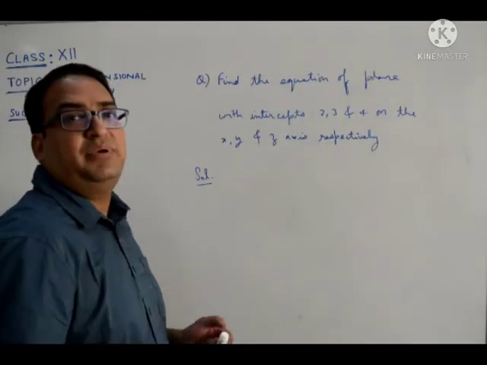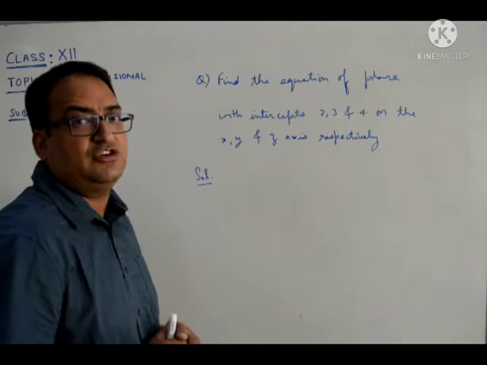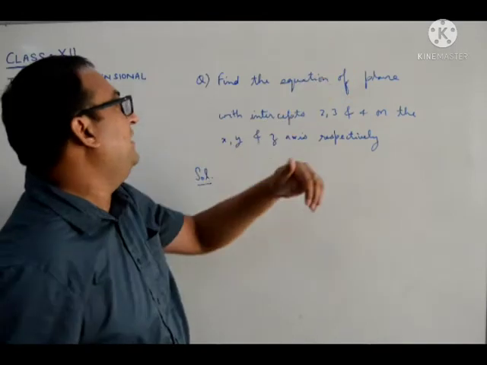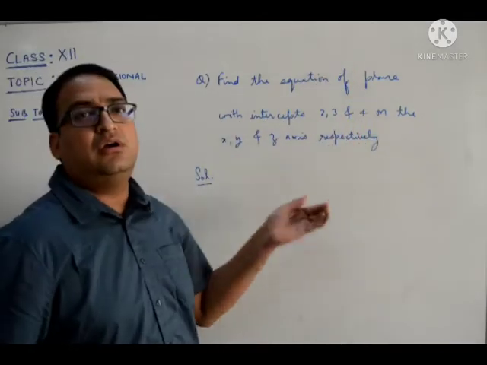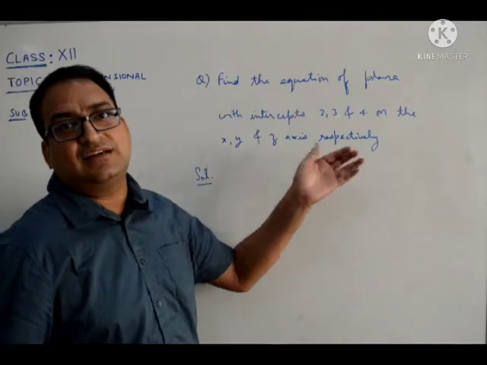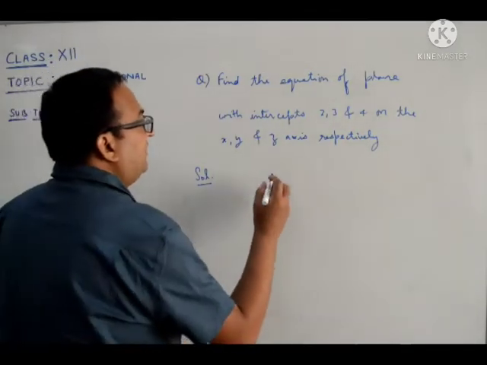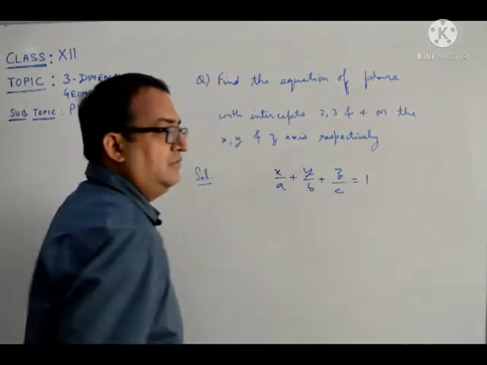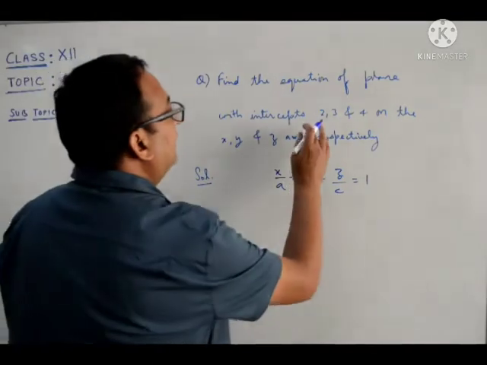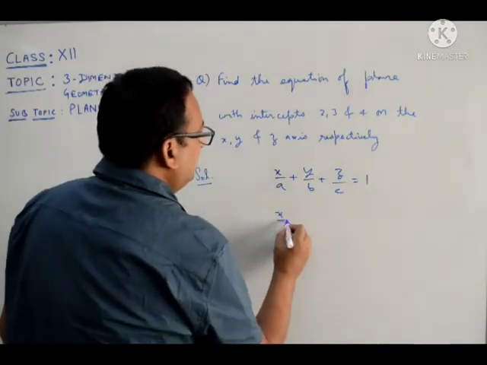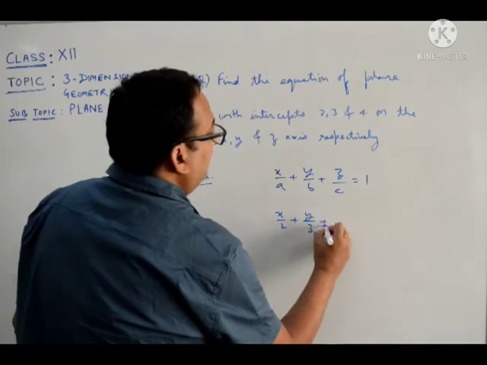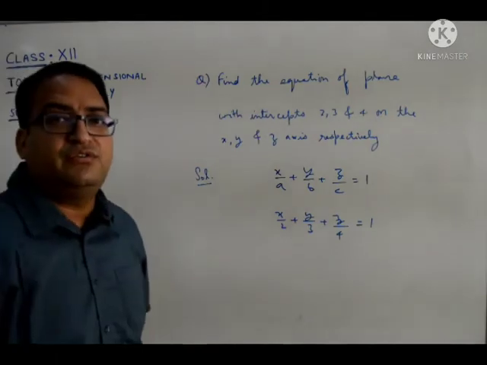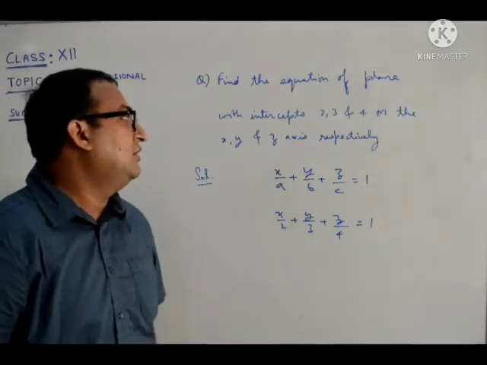A simple question based on this form, the intercept form of the equation of a plane, for 1 or 2 marks, can be asked: find the equation of a plane with intercepts 2, 3, 4 on the x-axis, y-axis and z-axis respectively. You will be using simply this form, the intercept form for the equation of a plane, and these are the intercepts a, b, c. So x upon 2 plus y upon 3 plus z upon 4 equal to 1. This is the equation of the plane having intercepts 2, 3 and 4.